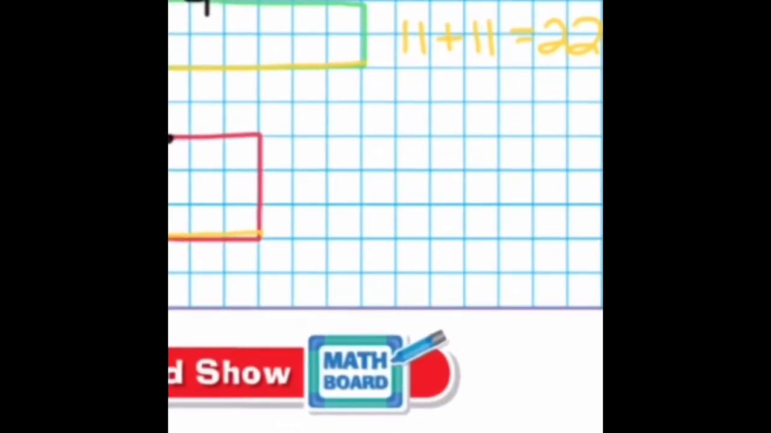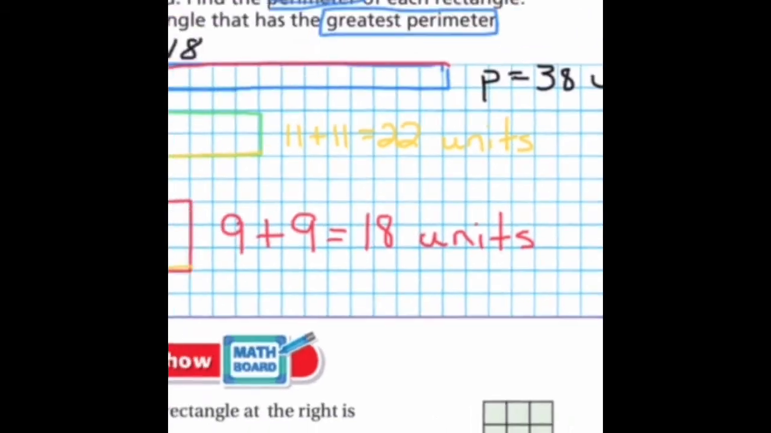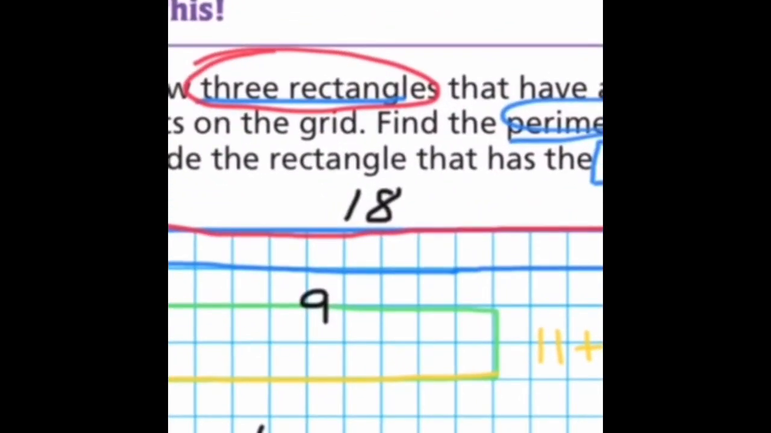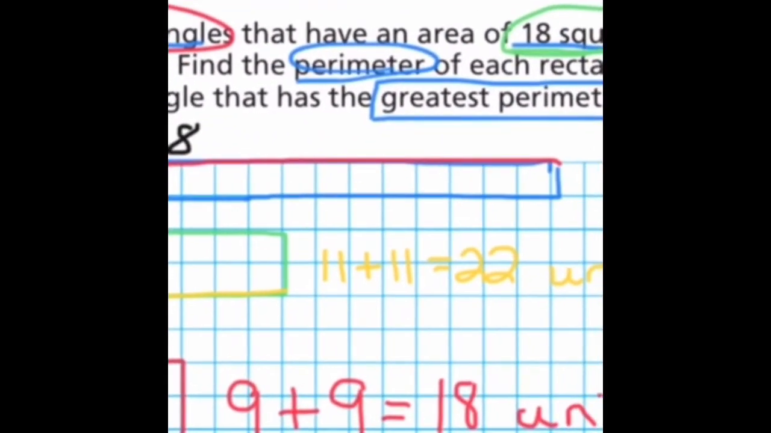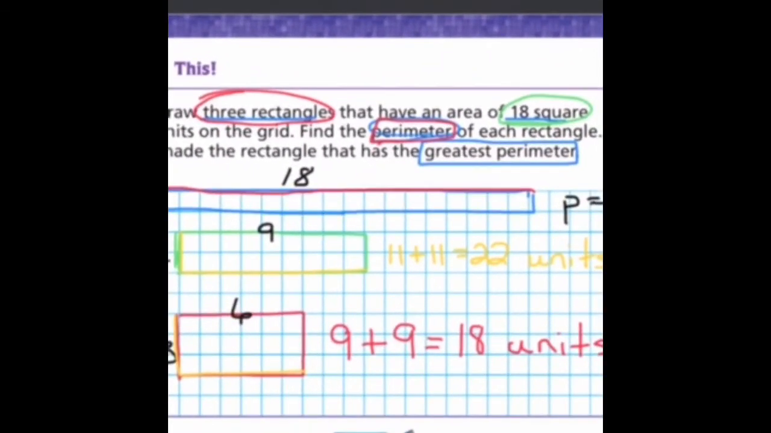So 3 plus 6 is 9. And 9 plus 9, the other halfway around, equals 18. My perimeter is 18 units. Okay, so I made my 3 rectangles. I found the perimeter of each. And then the last thing it said was to shade the rectangle that has the greatest perimeter.